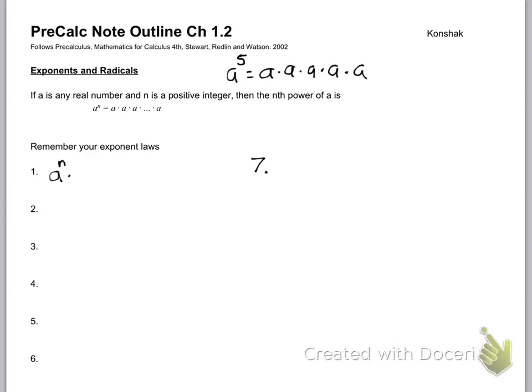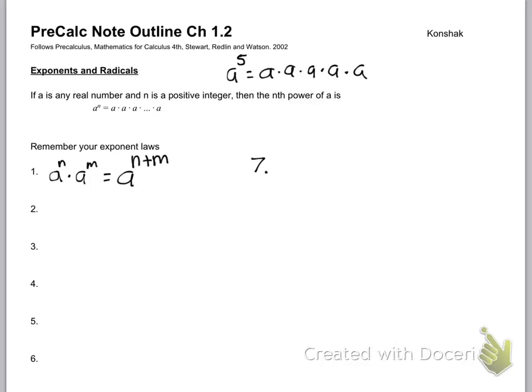A to the n times a to the m. Does anybody know what that one's called? Product of powers. You're multiplying things that have powers. These powers have the same base. And so, if you're multiplying something with the same base, what can you do to their exponents? Add them. So, we end up with a to the n plus m.